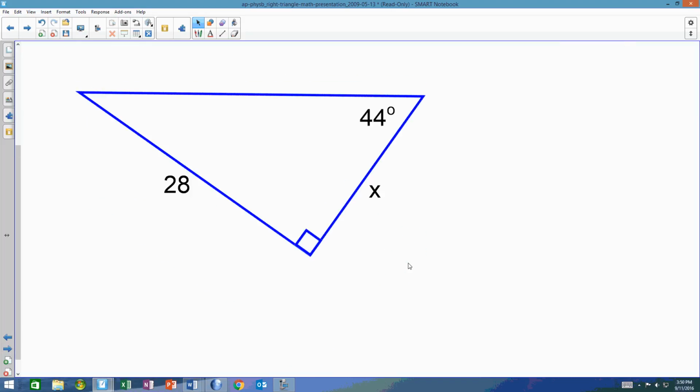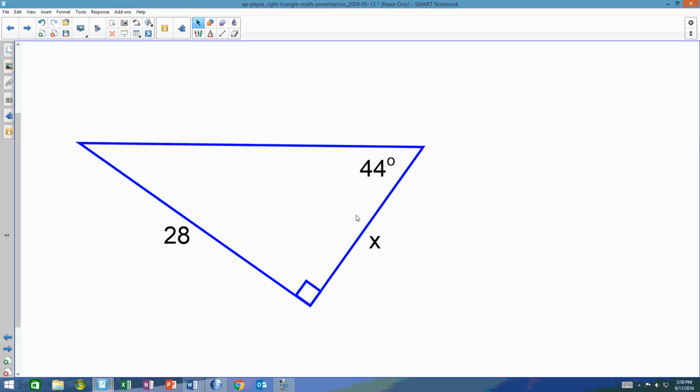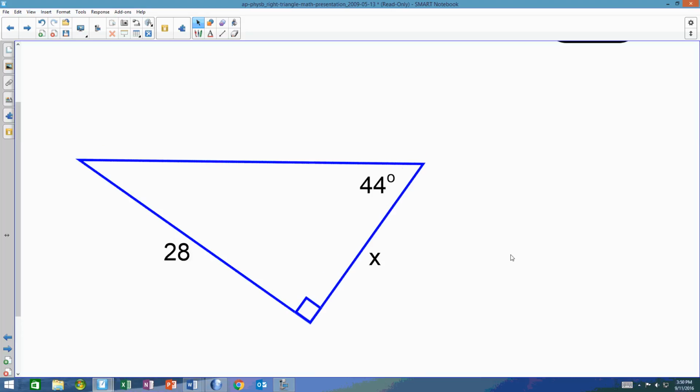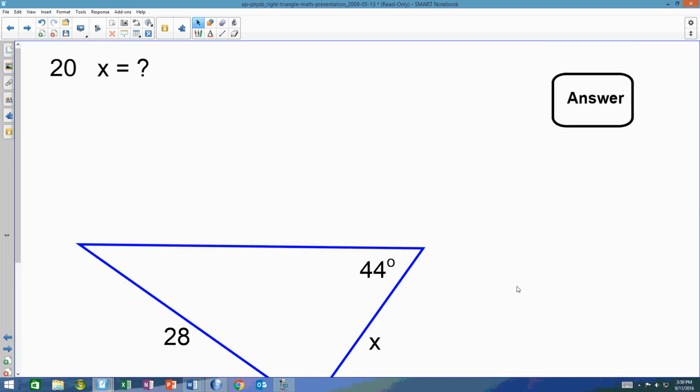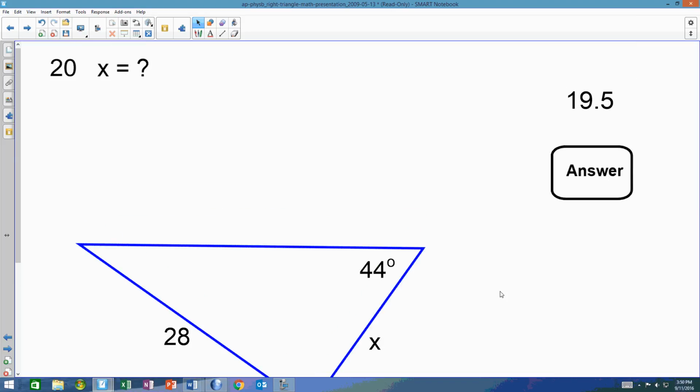Okay, here's another triangle and we want the side x. Go ahead and pause the video now. Okay, if you look at this, we're given an angle, and look, we have the adjacent and the opposite side. So we're going to use tangent theta to solve for x. And so you should have ended up getting 19.5.